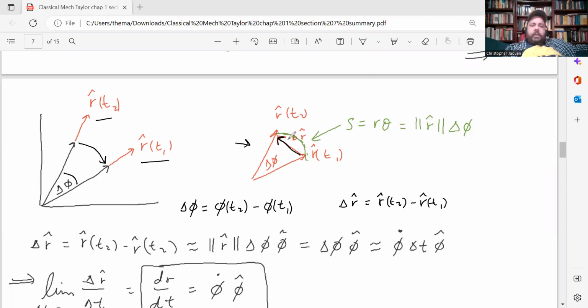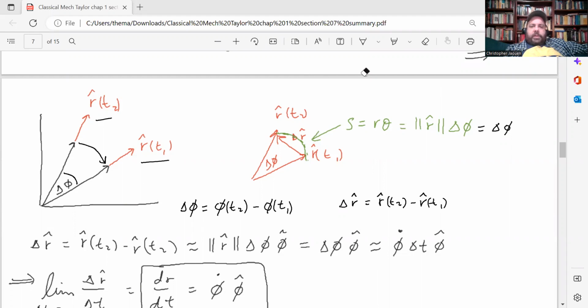Okay, the length of that vector is approximately equal to the length of the arc that I have drawn here in green, which, if you remember from pre-calculus or trigonometry, is equal to r times theta. R in this case is the length of the unit vector r hat, which is 1. So this thing is equal to 1 times the angle here, which is delta phi. So this whole thing simplifies to delta phi. And I'll show you why we need that in a second.